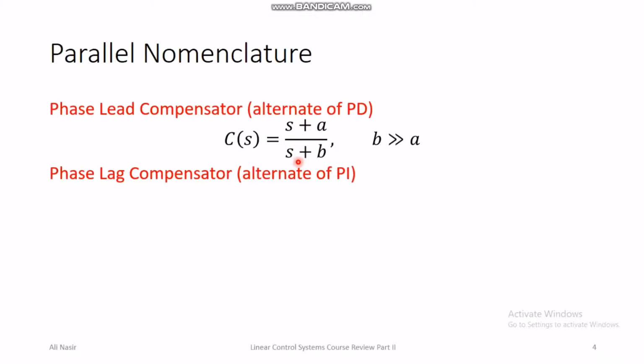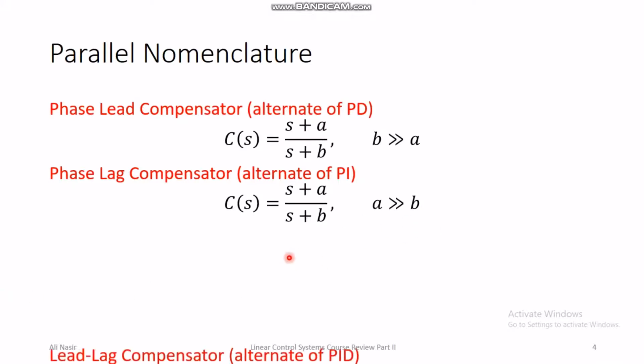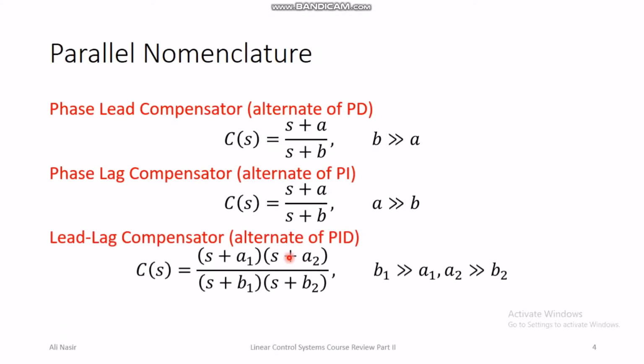Phase lag compensator is an alternate of the PI controller, where the zero is farther on the left hand side compared to the pole, and then there is the lead lag compensator, where one part of the lead lag compensator is acting as a lead compensator and the other part is acting as a lag compensator. This is an alternate of the PID controller. Once again, this is a causal controller as opposed to the non-causal PID controller.